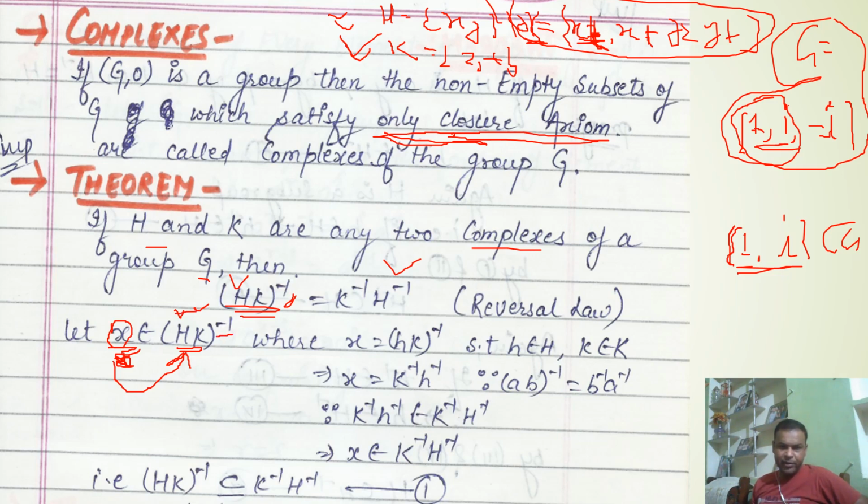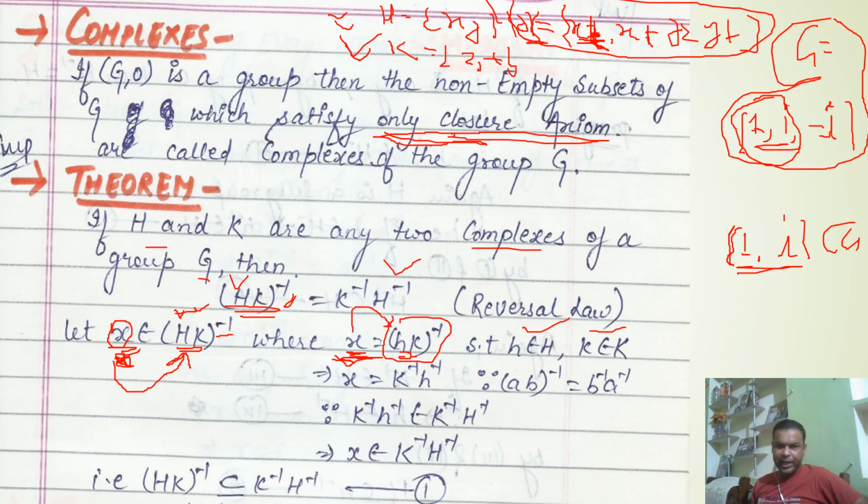So the nature of HK is that it is the product of two elements. The first element is taken from the first complex and the second element is taken from the second complex. After writing the product of these two elements, you write its inverse. So this is the nature of X. It means X will be generated by this pattern.